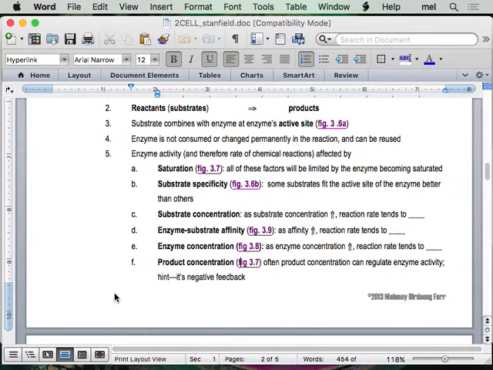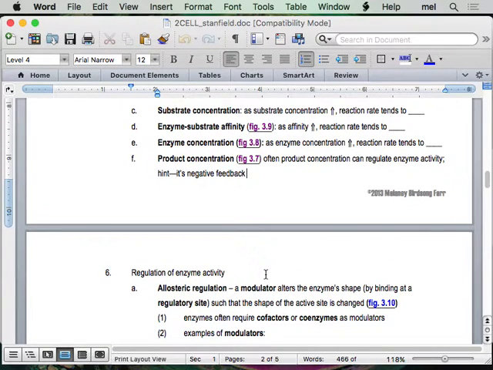Does that make sense? So it's putting the chemistry together with the physiology. And a lot of times chemistry and physiology are a little conceptually difficult to put together, but this is one of the mechanisms by which you put them together. Okay, so often product concentration can regulate enzyme activity. It is negative feedback. So last question on this. What do you predict as product concentration goes up? What generally happens to the rate of chemical reaction? Generally goes down because of negative feedback inhibition. That make sense? Okay, all right.